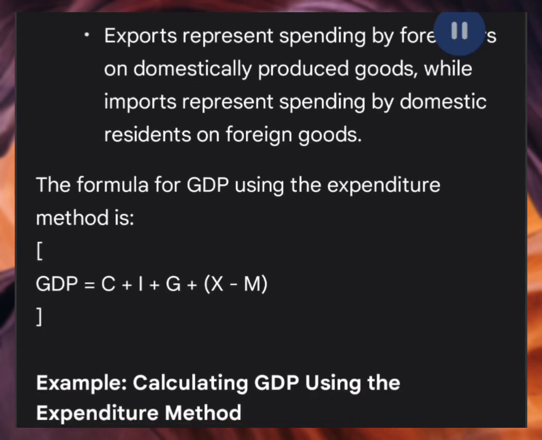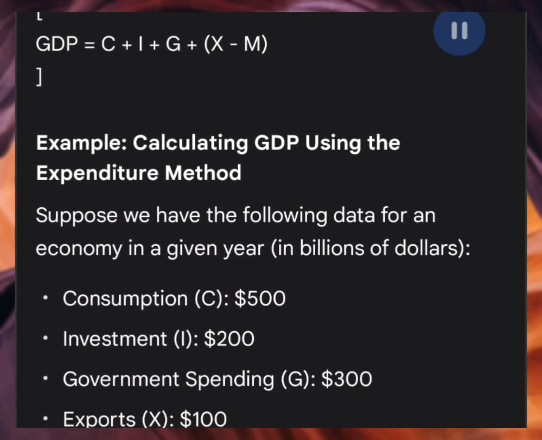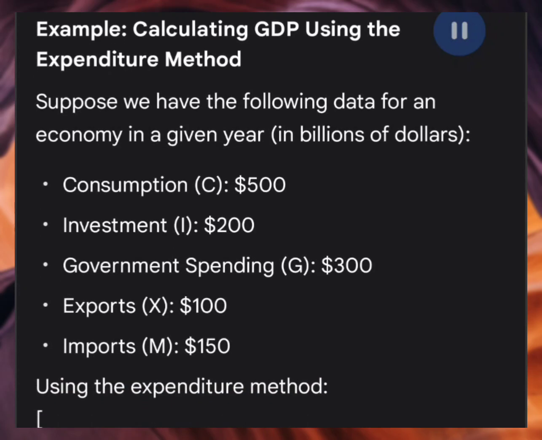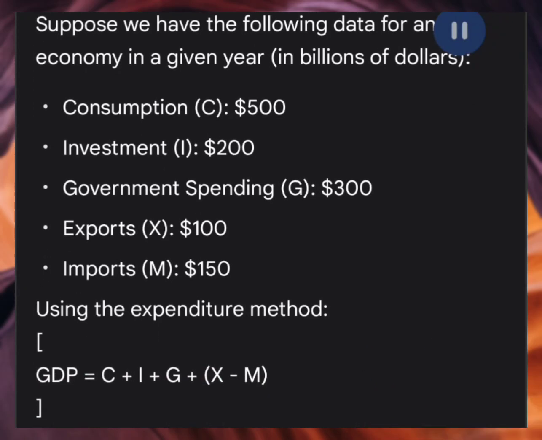Example, calculating GDP. Using the expenditure method, suppose we have the following data for an economy in a given year, in billions of dollars. Consumption, C, $500. Investment, I, $200. Government spending, G, $300. Exports, X, $100. Imports, M, $150. Using the expenditure method, the GDP of the economy is $950 billion.